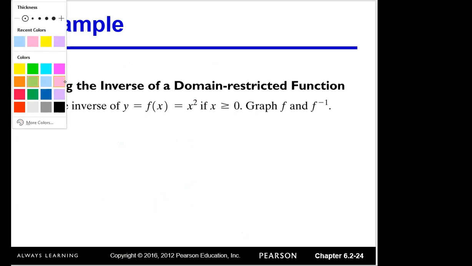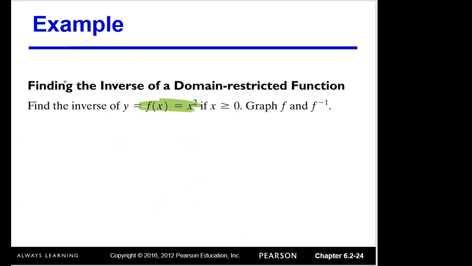This function, which is f of x equals x squared, that's a parabola. That parabola looks like this. If I draw a horizontal line through it, that's not 1 to 1. However, if we restrict the domain to just a certain part of the graph, then we can say that that chunk of the graph is 1 to 1.